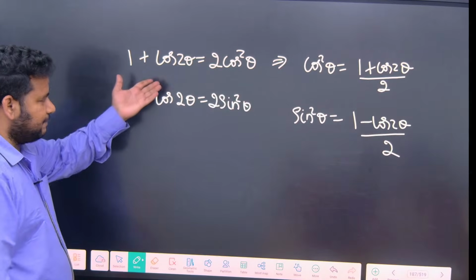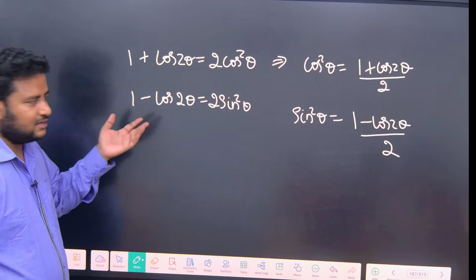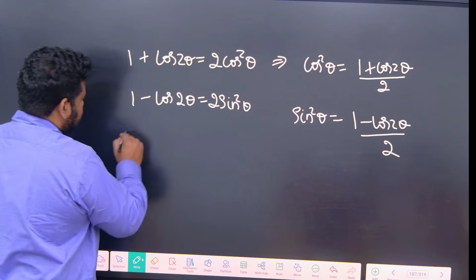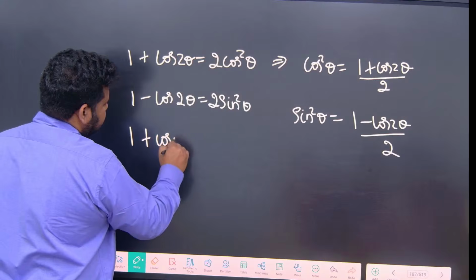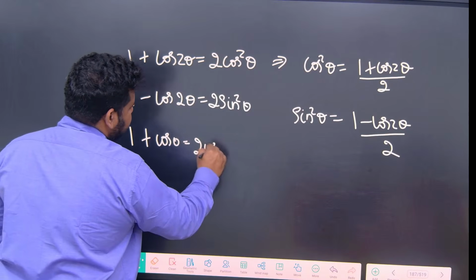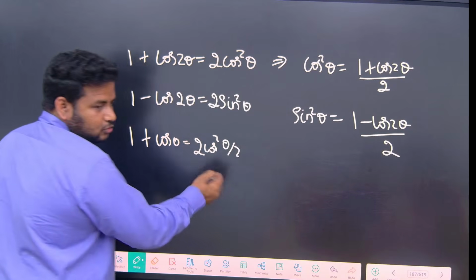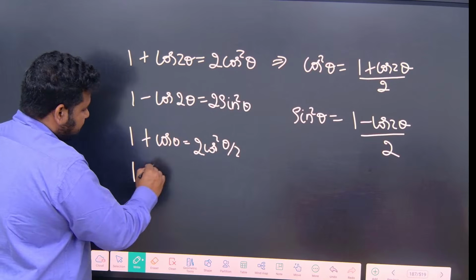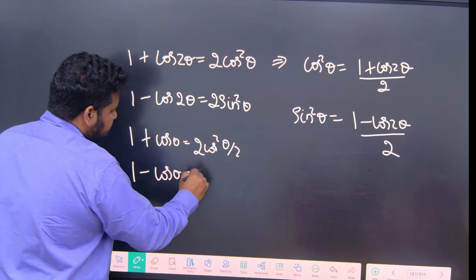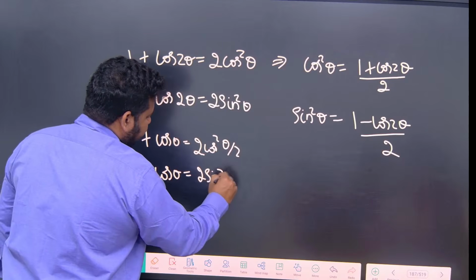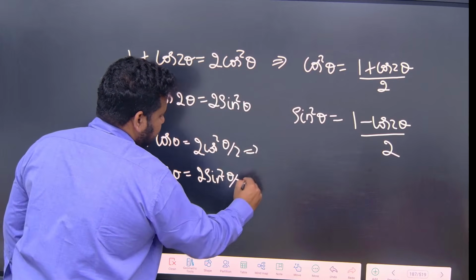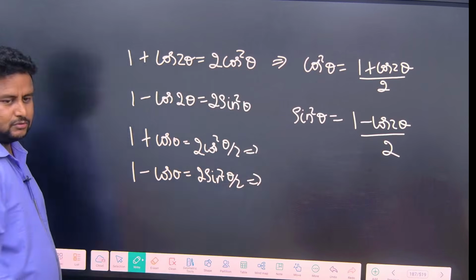But if it is double angle, but if it is half angle, same thing it applies. So, 1 plus cos theta can be written as 2 cos square theta by 2, that's all. If it is 1 minus cos theta, this is 2 sin square theta by 2. Same thing, you can write it with theta by 2, that's it.